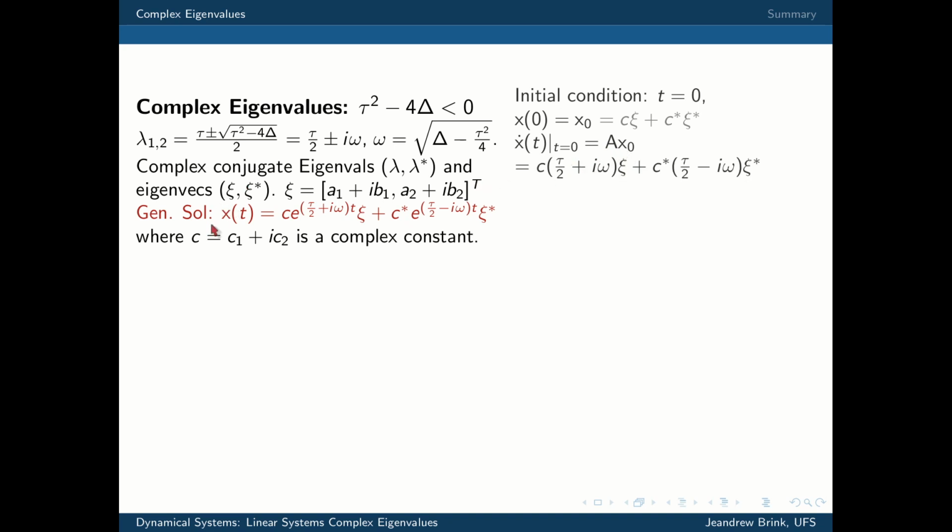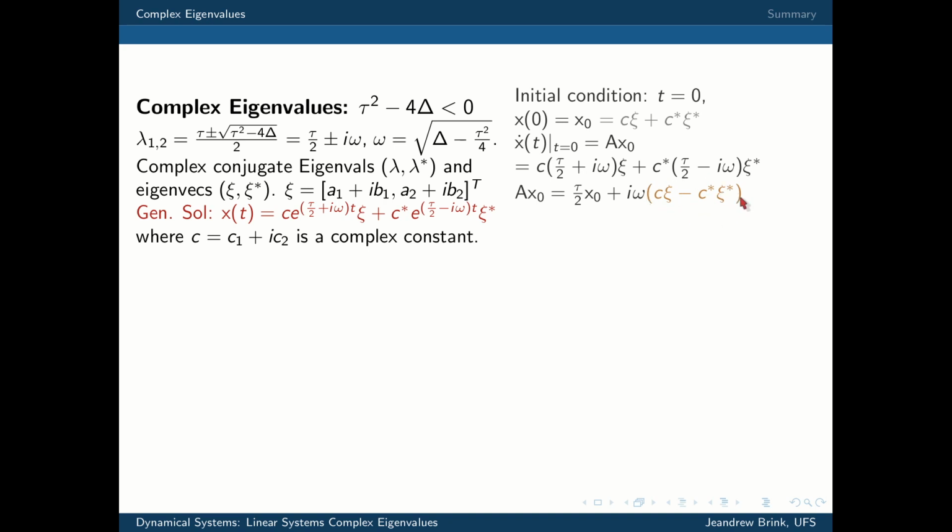And we can also compute the time derivative of the solution we obtained, and that's simply the constant times the time derivative of the exponent, evaluated at t equals 0, so it's times c, plus the complex conjugate constant times the coefficient of the exponent of the eigenvalue times the complex conjugate eigenvector. So we now have two vector equations. x0 equals c times the eigenvector plus c star times the eigenvector star, and A x0 equals this combination, or simplifying it further, A x0 equals half the trace times x0 plus I omega times the constant times the eigenvector minus the constant's conjugate times the eigenvector's conjugate.